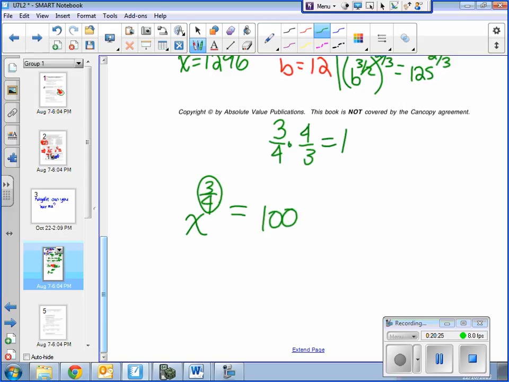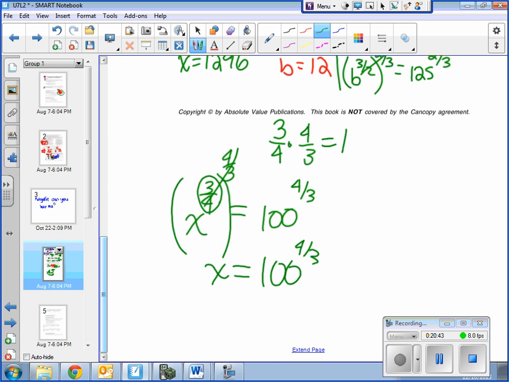So I want to put these both then to the exponent 4/3. What I do to one side, I have to do to the other, because 4/3 times 3/4 equals 1. So this is just x equals 100 to the 4/3. Does that make sense now? Okay.